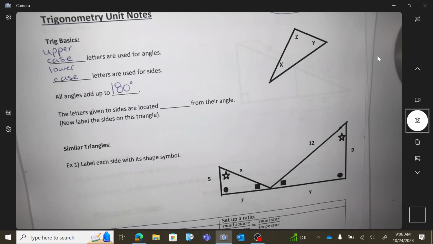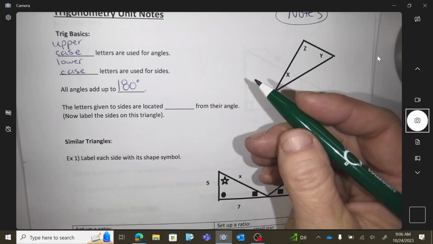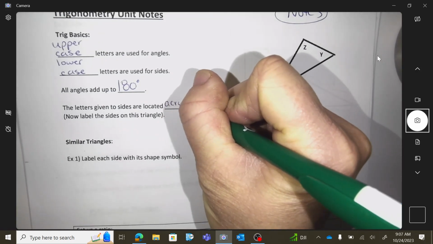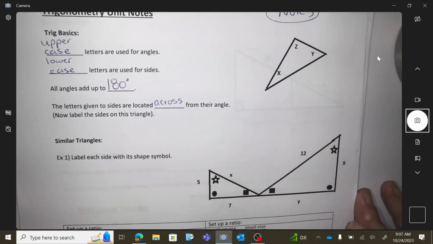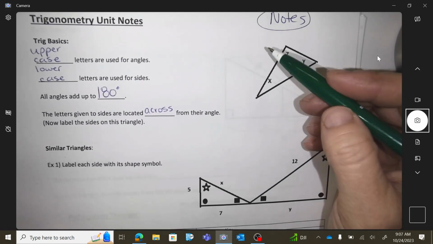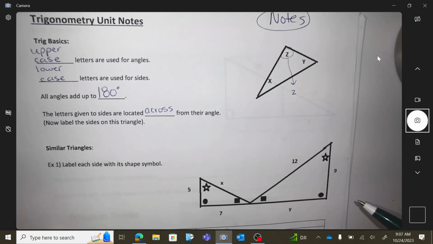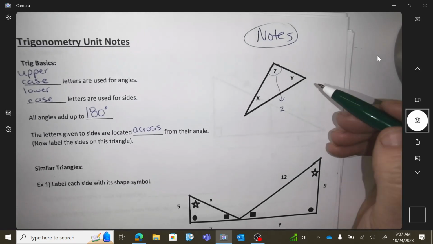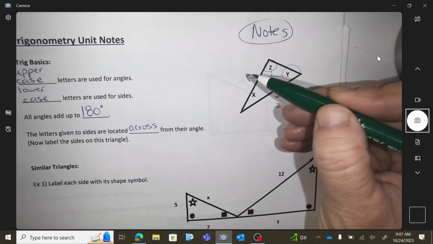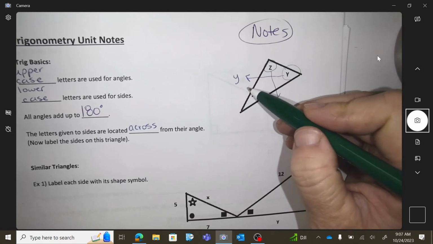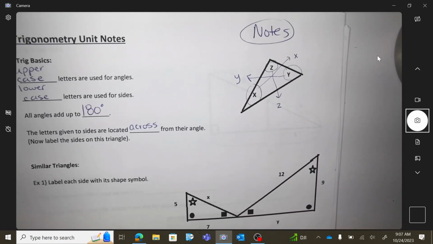And the letters given to the sides are always located across from their angle. So what does that mean? If this is angle Z, then this is side Z. That's across from it. So if this is angle Y, then this is side Y. Okay, so those are just some basic properties that will carry throughout the whole unit and then next year.